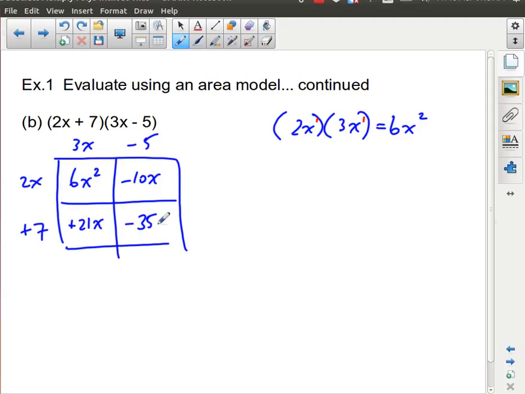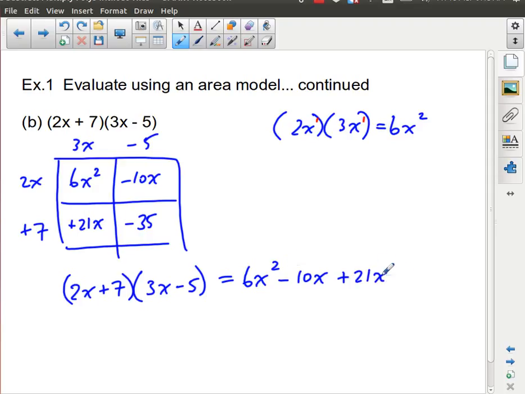You can do this all in one step, or if you like, you could actually write it out in 2 steps, which is what I'm going to do now, just to make sure all those different pieces are really clear. So I'm going to write out 6x squared, and I'm going to write out the contents of each box. So that's minus 10x plus 21x minus 35. And this idea that there are 2 of the x boxes. So we've got a single x squared box, we've got a single constant box, and then we've got 2 of these x boxes.